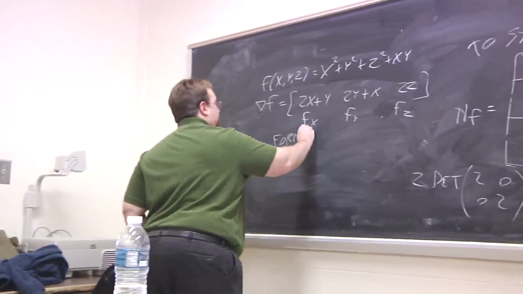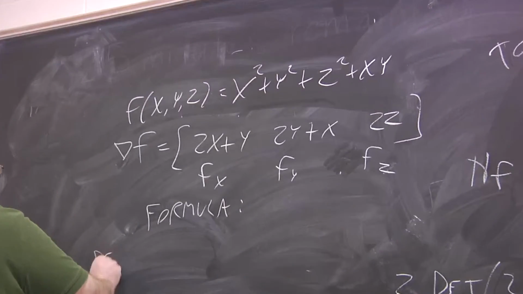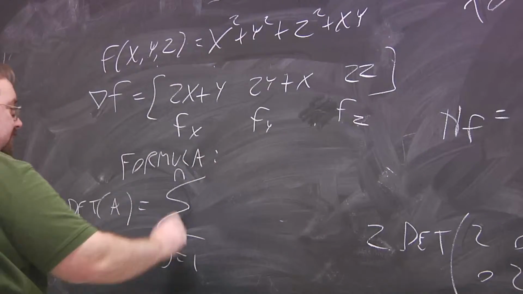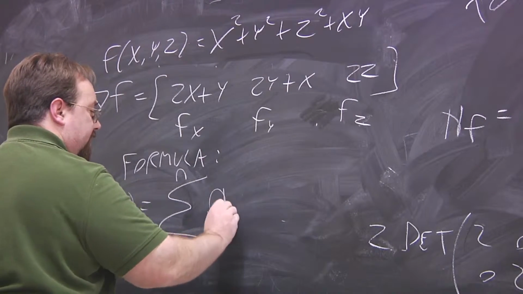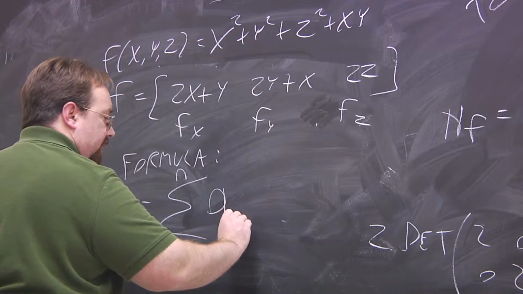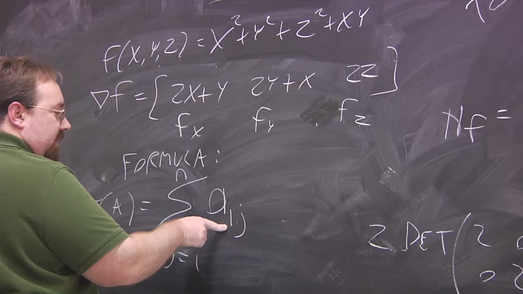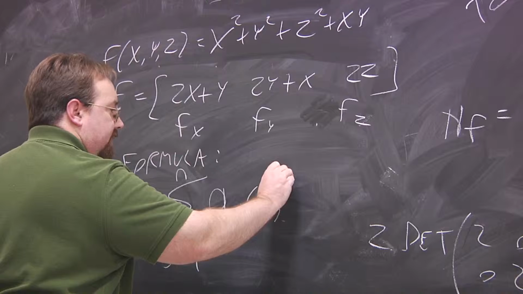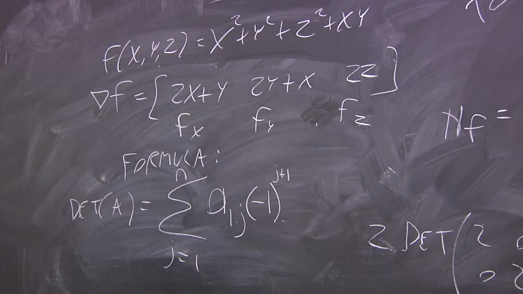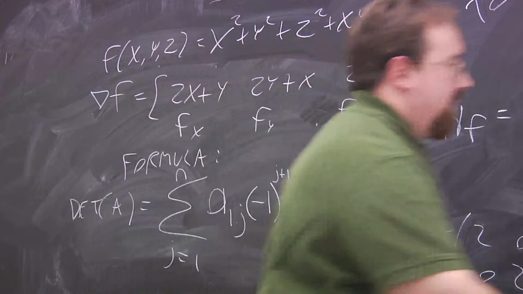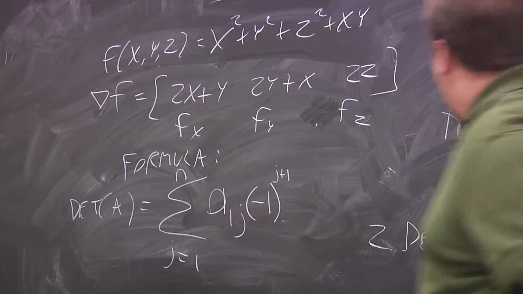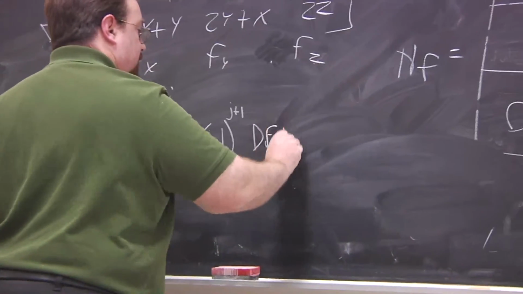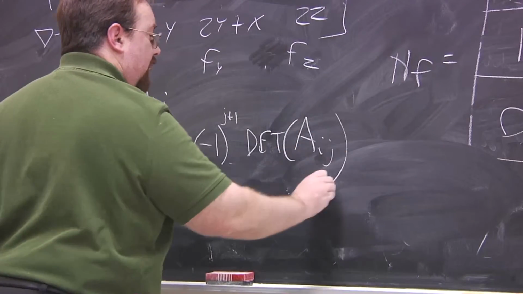If I informally write the formula, it's going to be a sum across all columns. You take the first element in the column, so these are everything from the first row. You alternate signs, starting with positive, negative, positive, and then you take the determinants of this matrix, which I'm calling Aij.